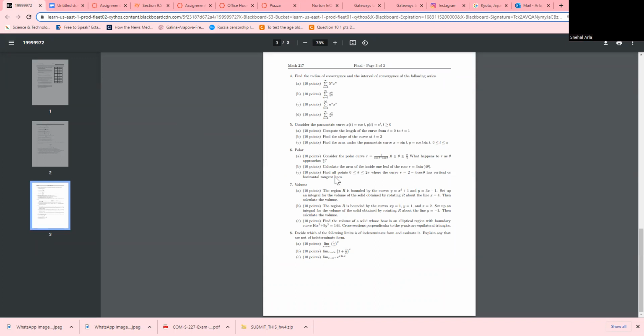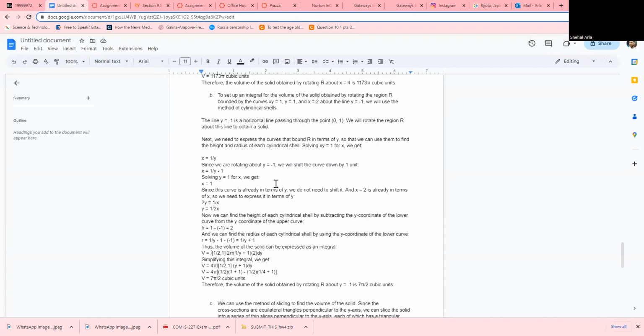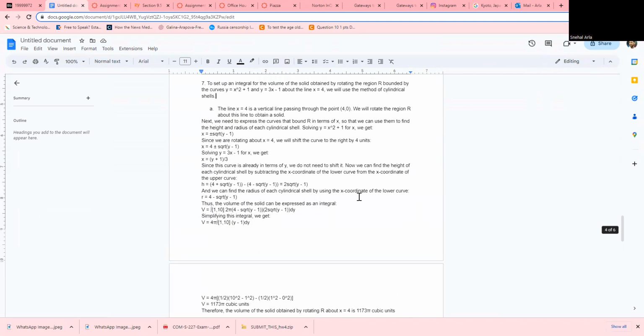Again, the region R is bounded by xy equals 1, y equals 1, and x equals 2. Set up an integral for the volume of the solid obtained by rotating R about the line y equals minus 1 and calculate the volume. We set up an integral for the volume of the solid obtained by rotating the region R bounded by the curves xy equals 1, y equals 1, and x equals 2, about the line.